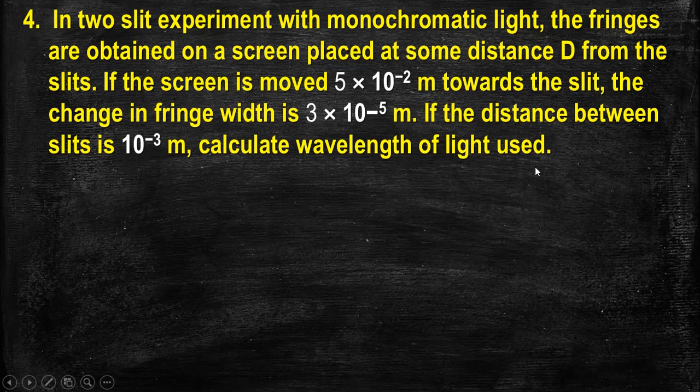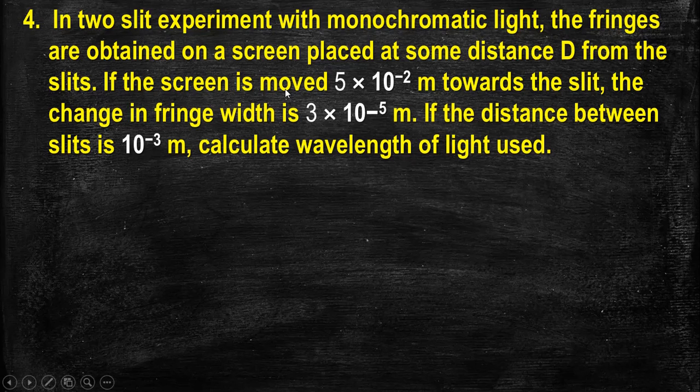When you go through this problem, again as I told, you try to understand the problem. They are doing the experiment with two slits. They are performing the experiment on interference phenomena, and the distance between slit and screen is capital D. It is an unknown value. They have not given any value for it. Then if the screen is moved 5 into 10 to the power of minus 2 meter, means 5 centimeter, towards the slit, this D value will decrease. If the screen is moved away, then this D value will increase.